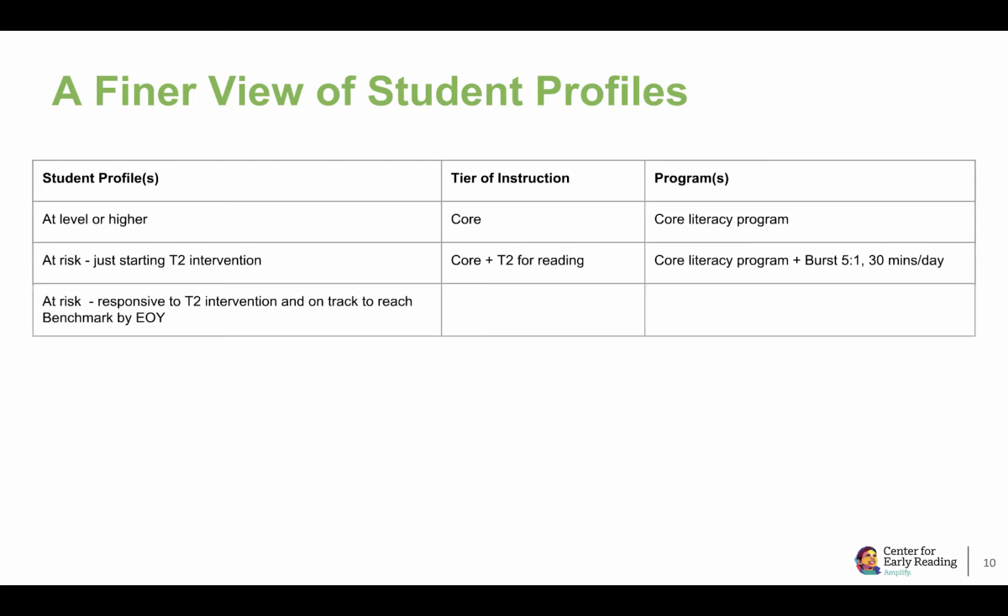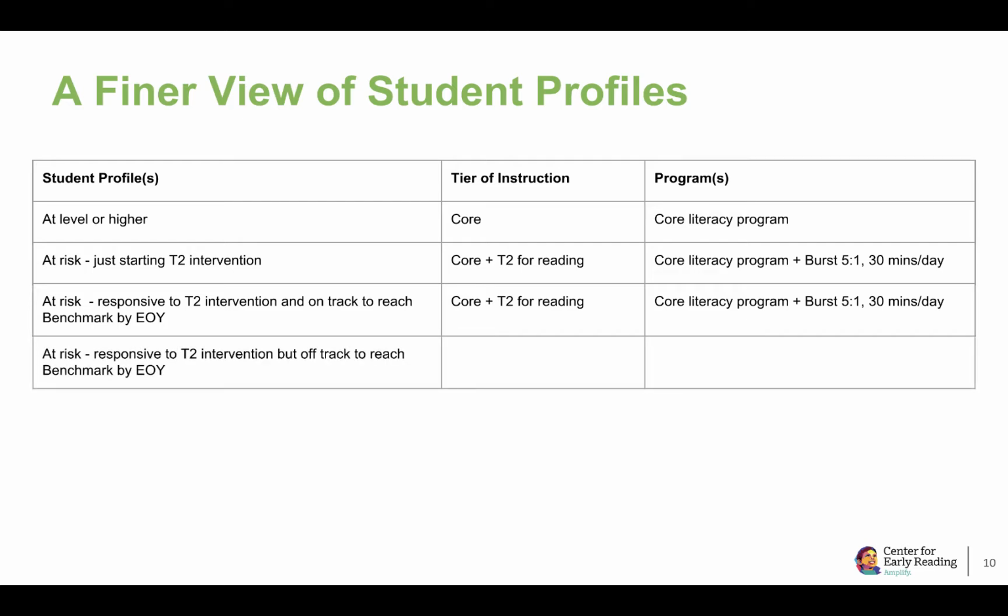How about what tier of instruction and program would you recommend for a student who is at risk, receiving Tier 2 intervention, and who is on track to reaching benchmark by end of the year? Since these students are making adequate progress to reaching end of the year goals with the Tier 2 intervention you've provided, we would recommend to keep what you have in place, which should be something similar to 30 minutes of daily intervention in a small group of 5 students, in addition to the core literacy program.